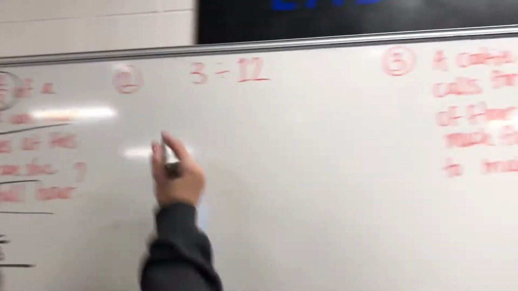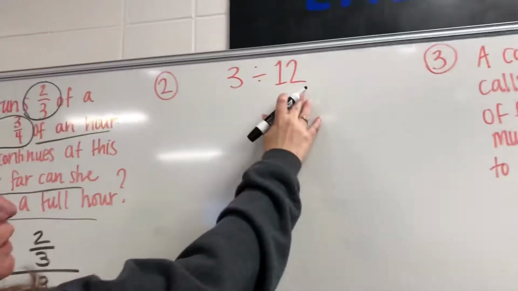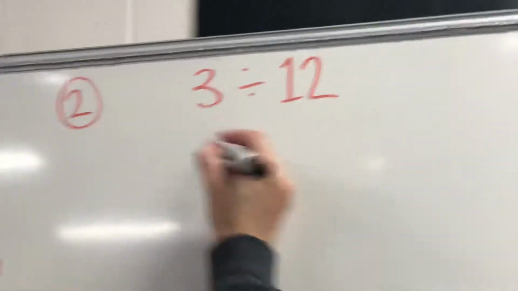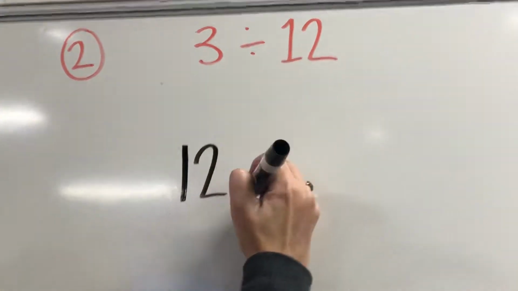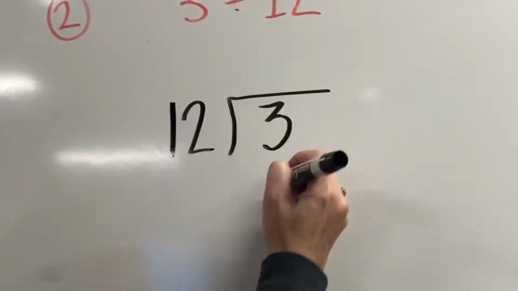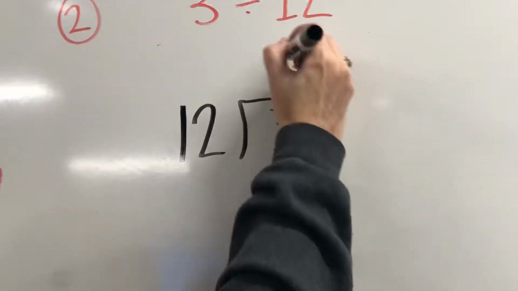Okay, the next problem is pretty simple. It's meant to throw you off because 3 is divided by 12. The answer is not 4. Okay, I'm trying to figure out how many times 12 can go into 3. The answer is, it goes in 0.